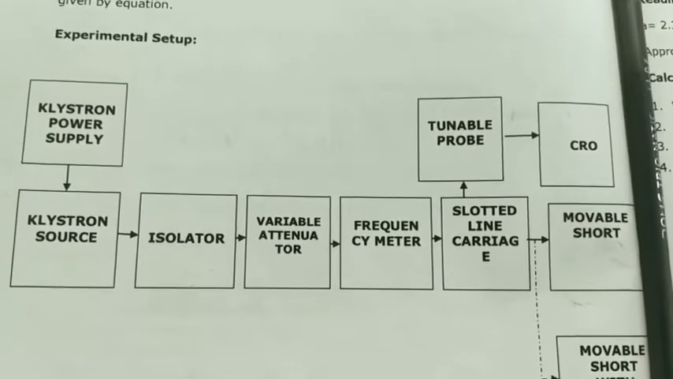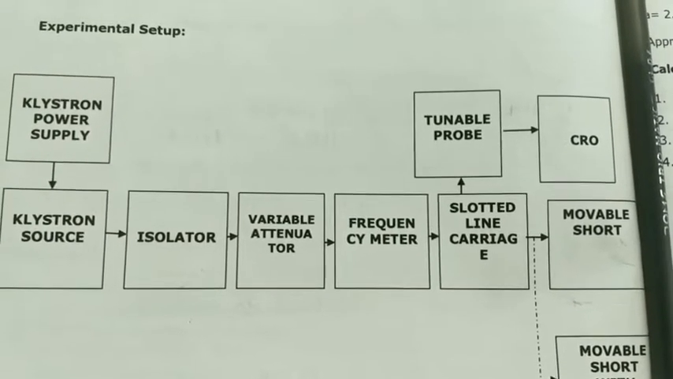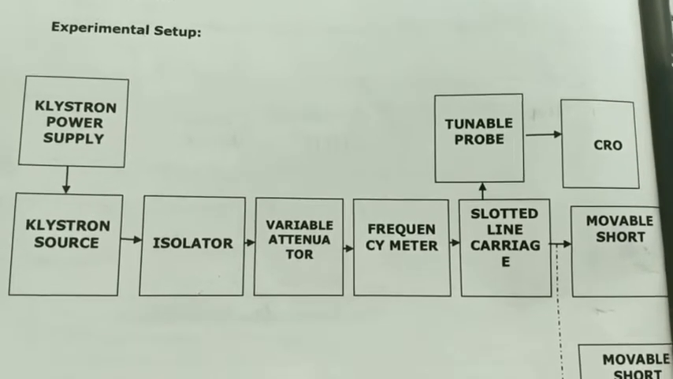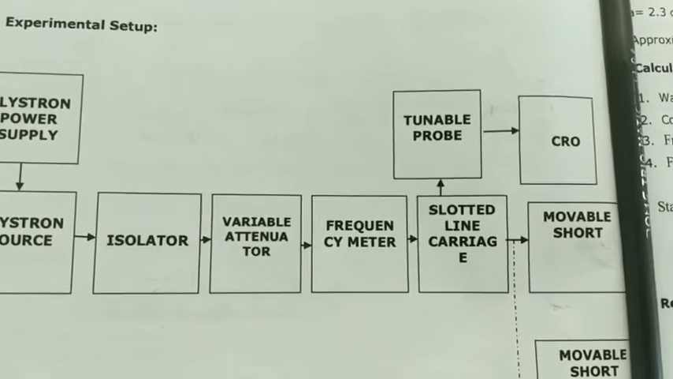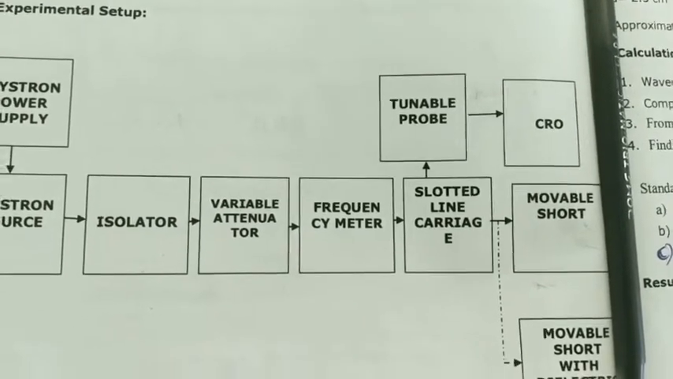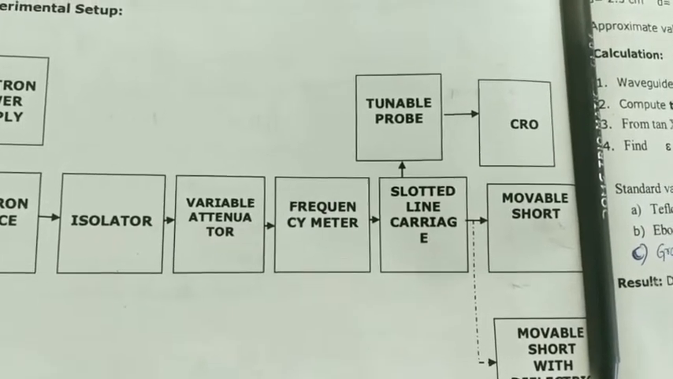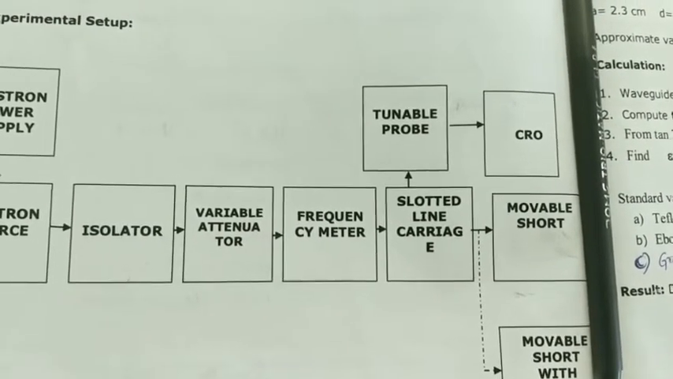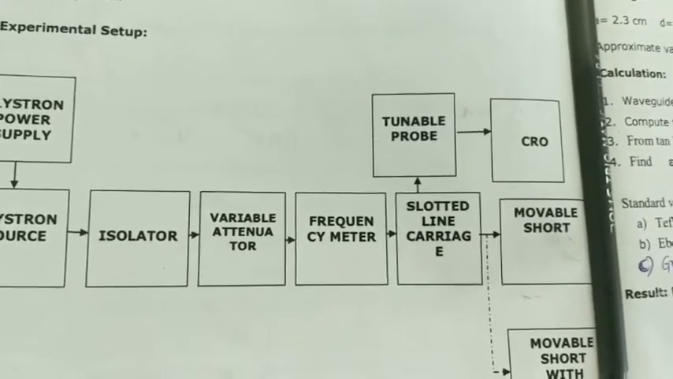This is the experimental setup. Here first we are going to make use of the microwave test bench: klystron power supply, klystron source, isolator and variable attenuator, frequency meter and slotted line carriage. First we are going to connect the detector. Then we are going to measure the D minimum, that means the first minimum as well as the second minimum, and we'll take the difference.